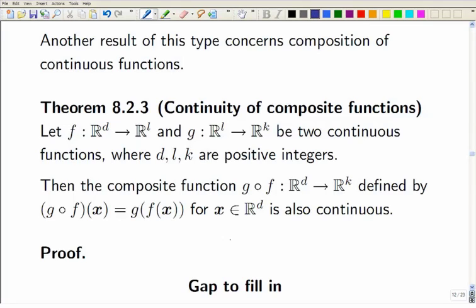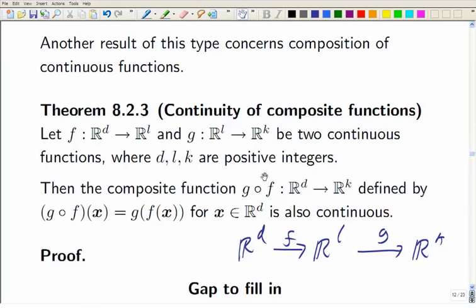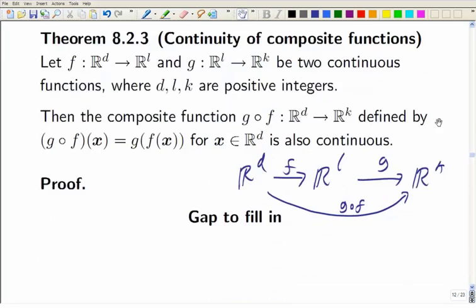Well, let's just draw a little diagram there. So you've got R^d being mapped into R^l using f, and then that's being mapped into R^k using g. And so if you take a value in R^d, take f of it, you're then in R^l, and then take g of that, and you end up in R^k, which is why the composite function takes you from R^d into R^k. And now we're assuming that f and g are continuous. I want to prove the composite function is continuous, and I'll do it with sequences.